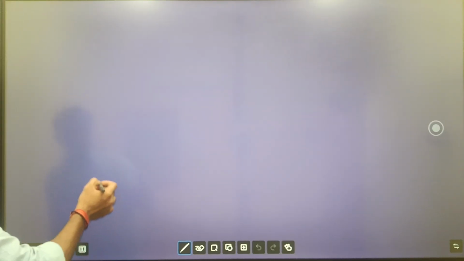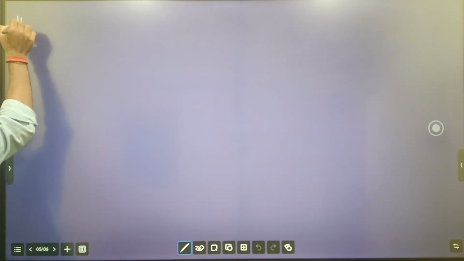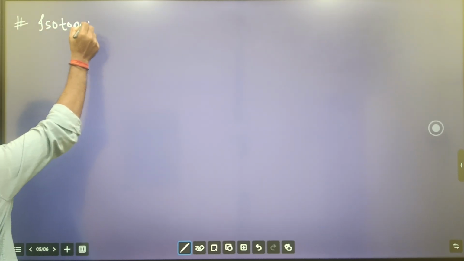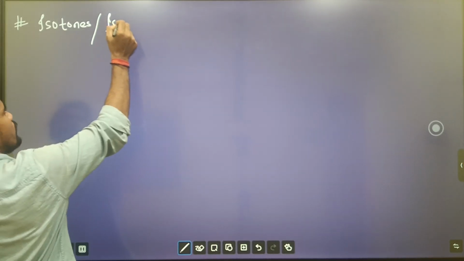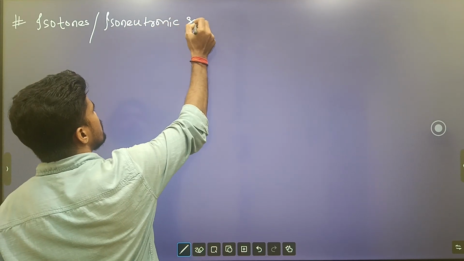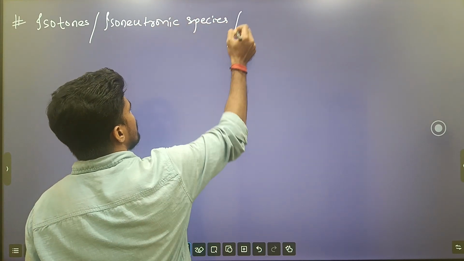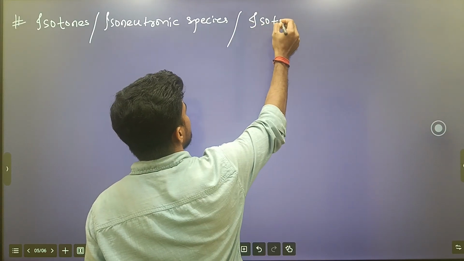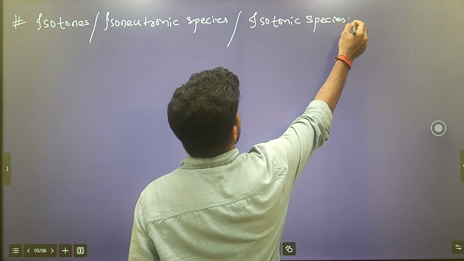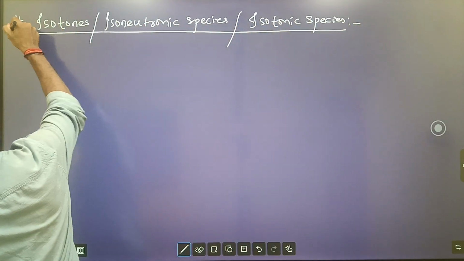Okay, so next is isotones, or it is also called isoneutronic species, or isotonic species. So why is its name isotones, isoneutronic or isotonic?